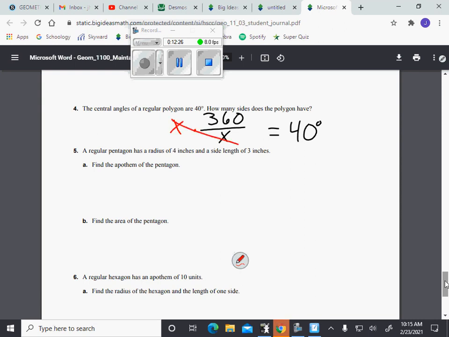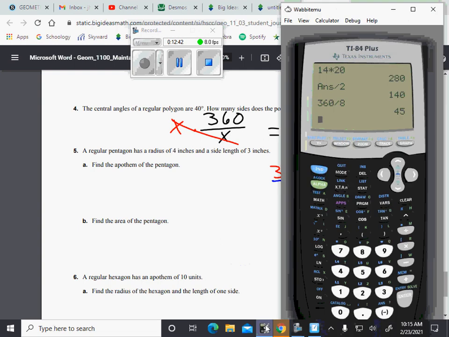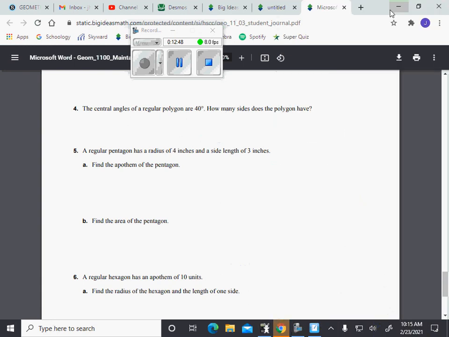Multiply by x on both sides. We're left with 360 is equal to 40 times x. How do I solve for x? Divide by 40. We should get 9. So 9 sides.